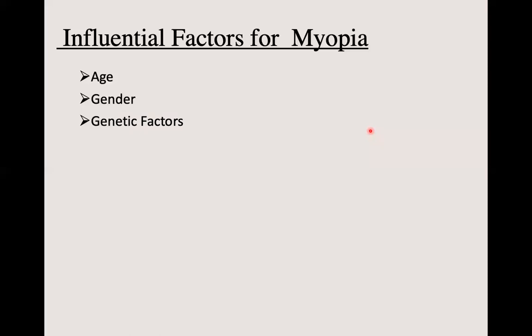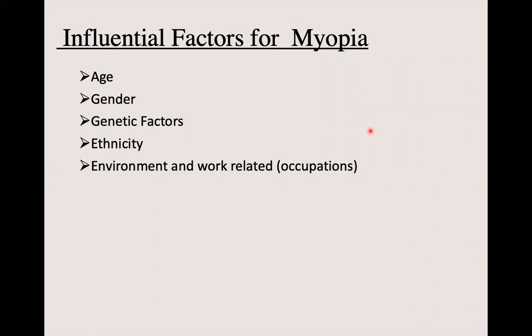Ethnicity: most of the Mongolians, the East Asian population, have more myopia. Environment and work related: a person who uses digital devices or does near screen work has more chance of myopia. And diet is another interesting factor. Research has shown that vegetarians have more chance of developing myopia. That means a person who eats less protein, calcium, vitamins and cholesterol has a higher chance of developing myopia.